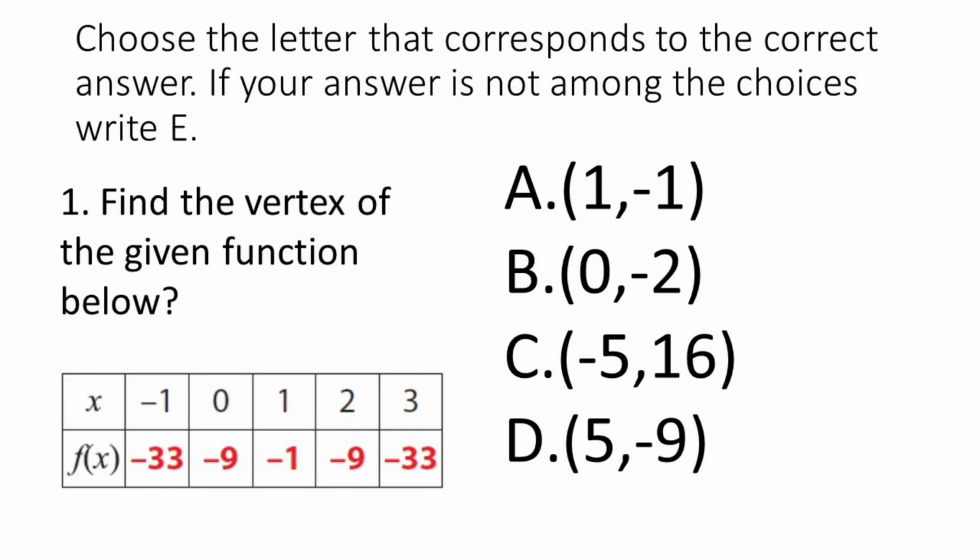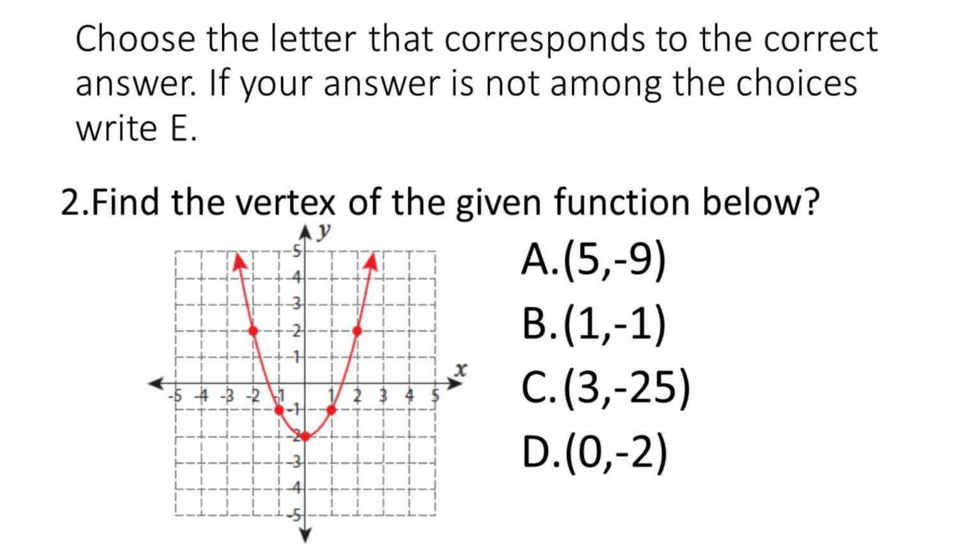Let's have practice exercises and answer the 5-item questions that I will be giving. Choose the letter that corresponds to the correct answer. If your answer is not among the choices, write E. Find the vertex of the given function below. A, 1, negative 1, B, 0, negative 2, C, negative 5, 16, and D, 5, negative 9.